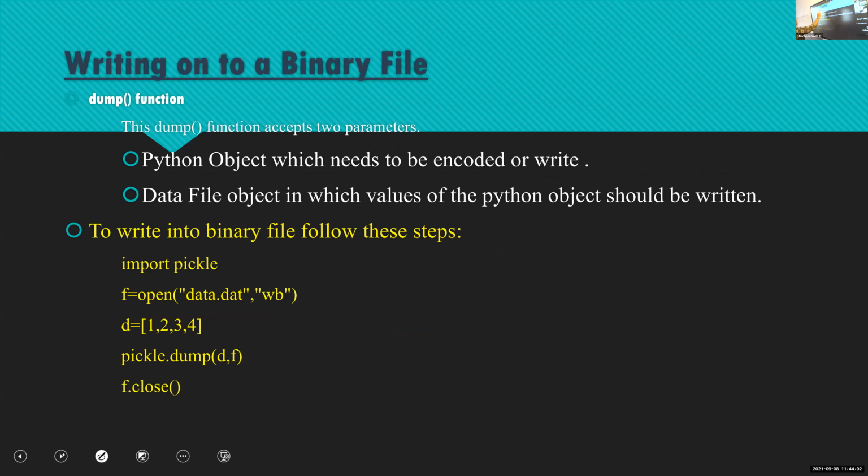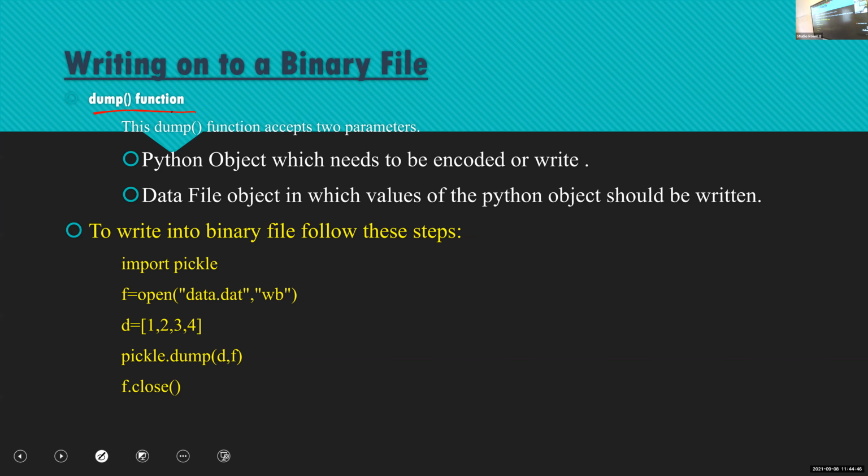So the first operation is writing onto a binary file. This is the third step, first operation: writing onto a binary file. For the writing operation we are using a function known as dump. Dump is the function used to write into a binary file.